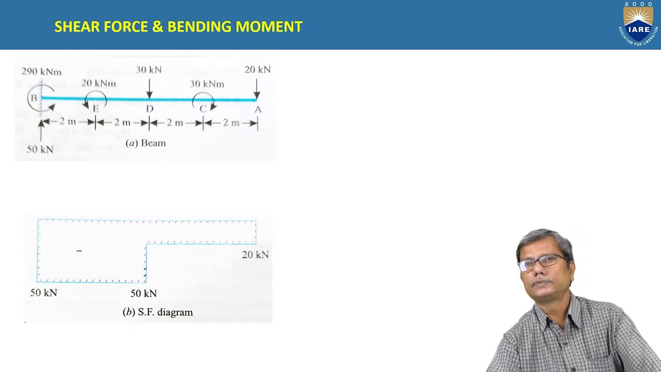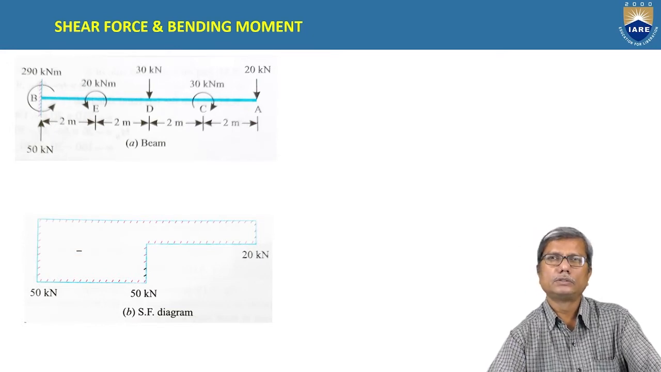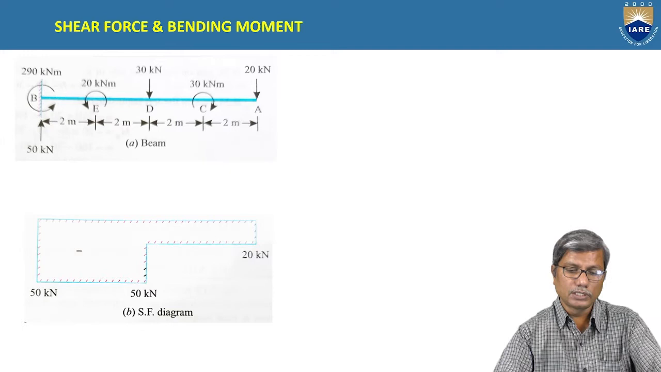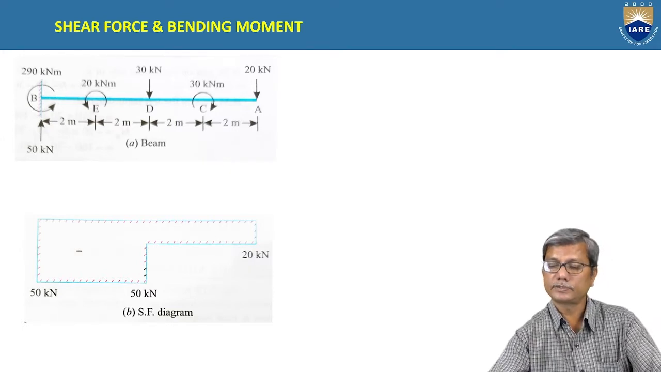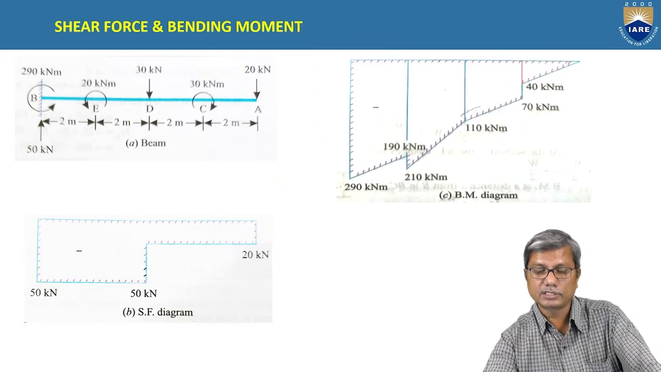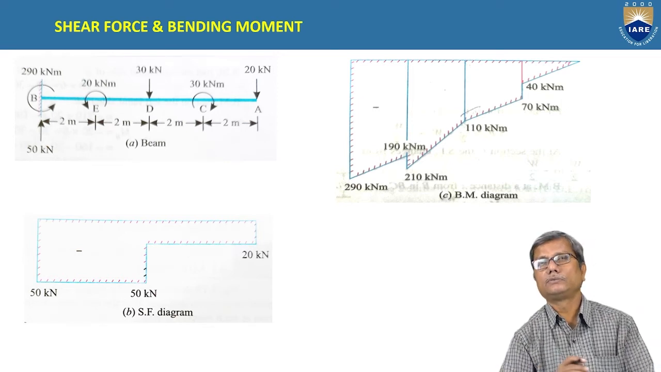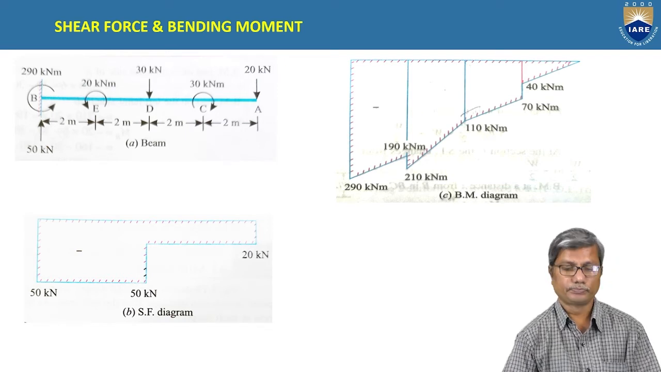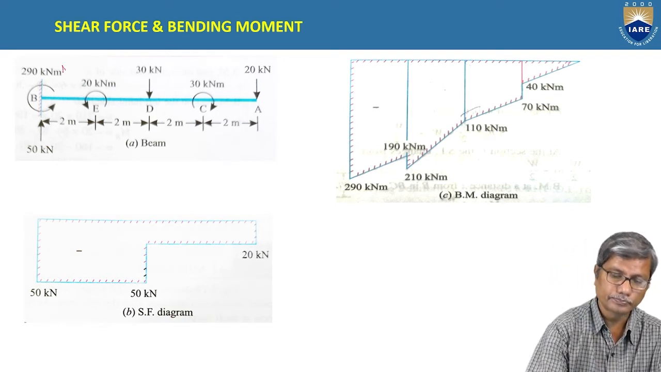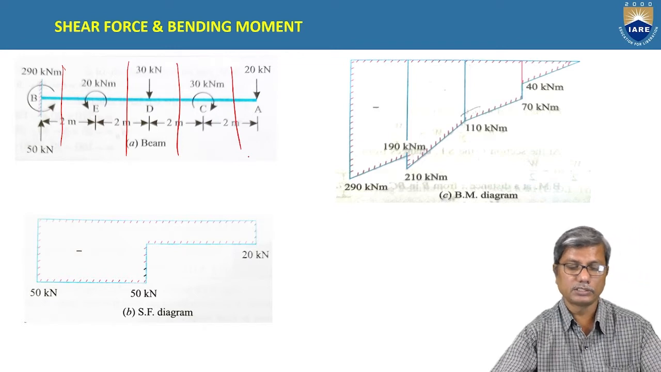You see this here. We have point loads and couples acting on the cantilever. The total span of the cantilever is 8 meters. So here we require 4 sections to be considered: one between BE, one between ED, one between DC, and one between CA.